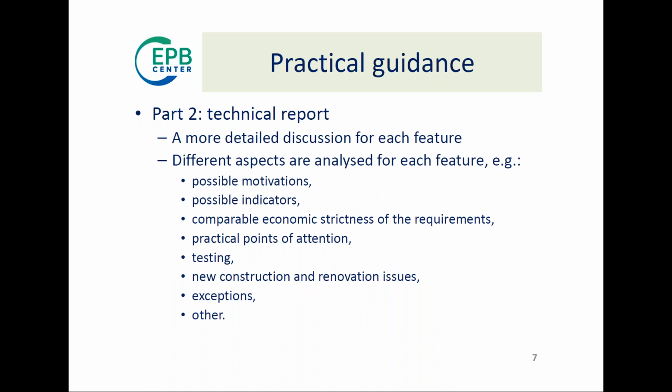And both documents can again best be read in parallel. In the technical report, part 2, in a systematic manner for each feature, in as far as it's relevant and applicable, the possible motivations are discussed, what kind of indicators can be used, if there is an issue of comparable economic strictness, thus having constant or variable numeric requirements, any practical points of attention, sometimes testing for airtightness, for instance, may be relevant. The difference between new construction and renovation, where different issues may apply, and exceptions which should be allowed or not.